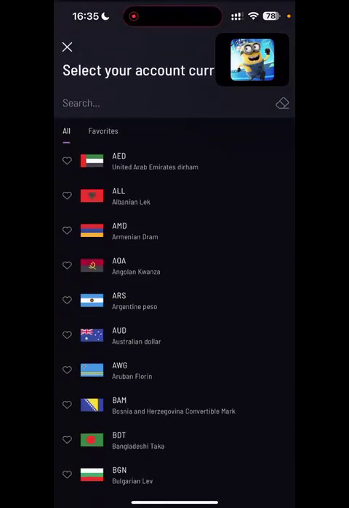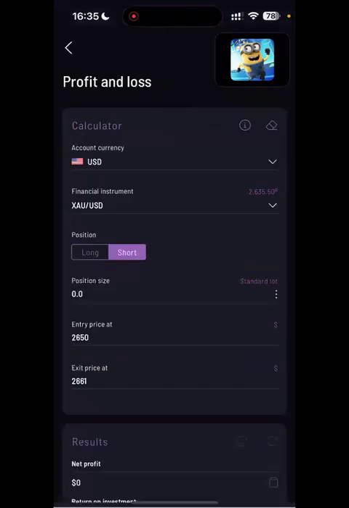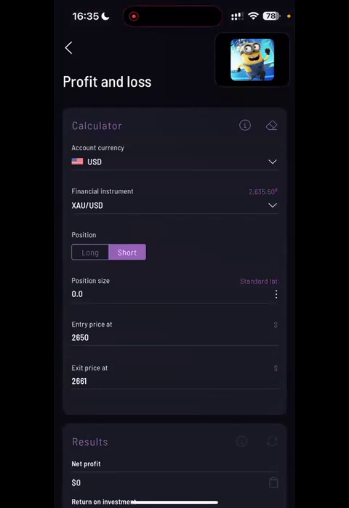First things first, account currency, make sure it is on USD. Then, on the financial instruments, you put the currency that they have given you for that particular trade. Let's say you were told to buy gold or buy USD. Just select the currency pair, and let's use XAUUSD for this example. XAUUSD is the same thing as gold. Now, when you do come on here, what next? If they told you to buy, make sure it is on long. If they told you to sell, make sure it is on short.